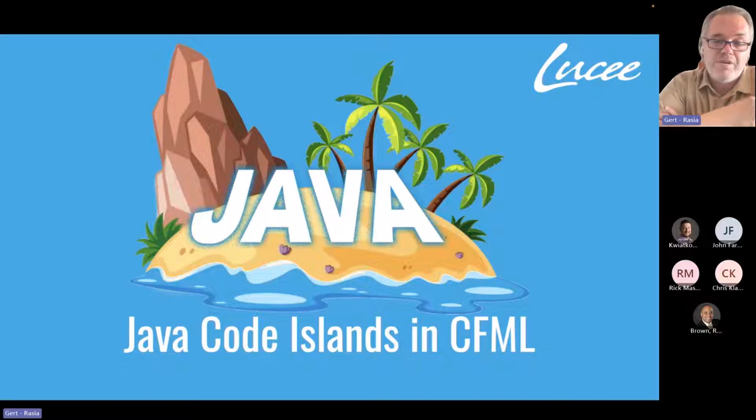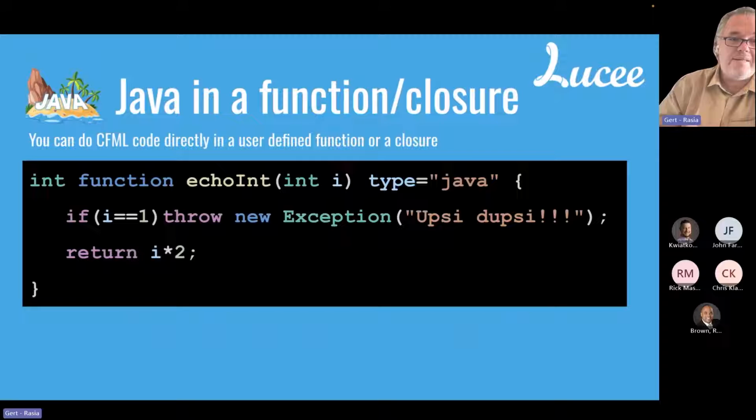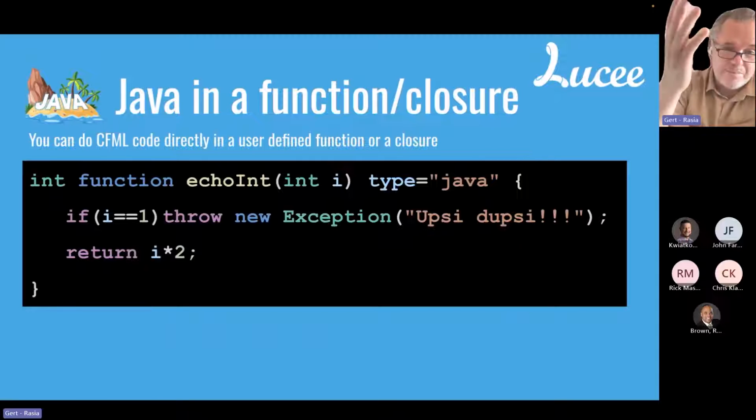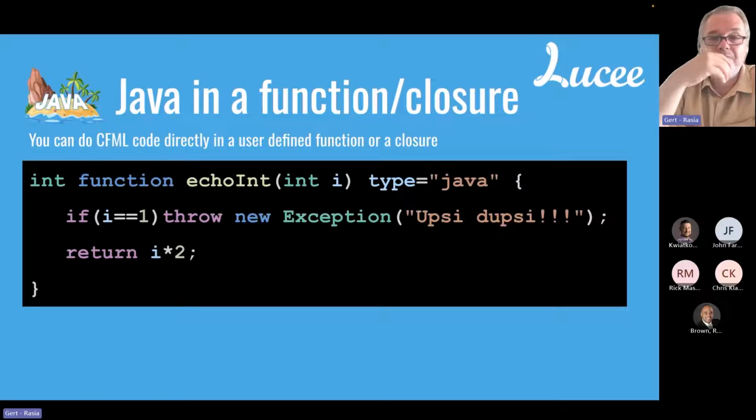But pure Java code is always faster. So if we introduce Java Code Islands, they allow you to write Java code and execute it at the native speed that Java has. And an example is this.